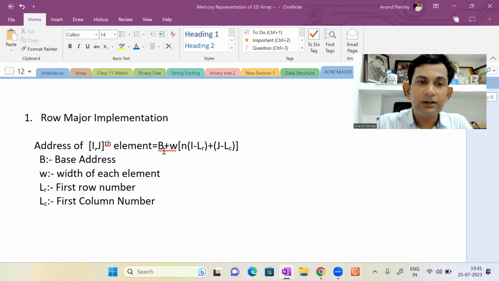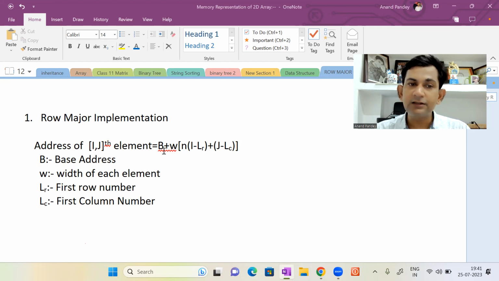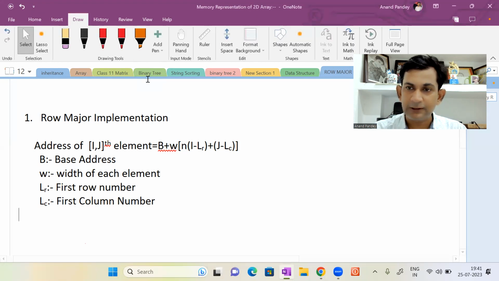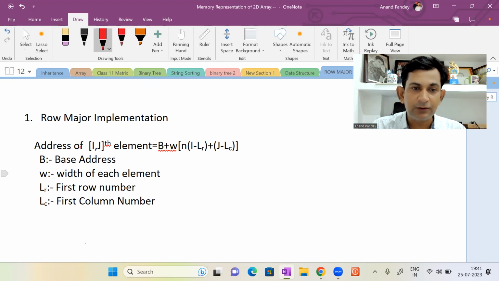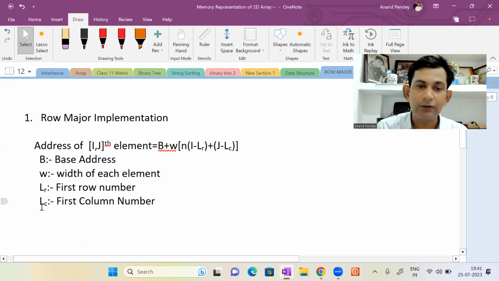So this is the formula for row major implementation. Here we have to find the address of the ijth element. Such a question you'll have in the examination. Just listen carefully, everything will be clear. Here B is the base address, W is the width of each element, LR is the first row number, LC is the first column number, and n is the number of columns.